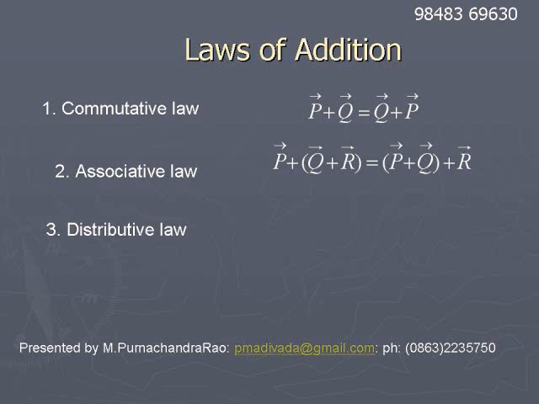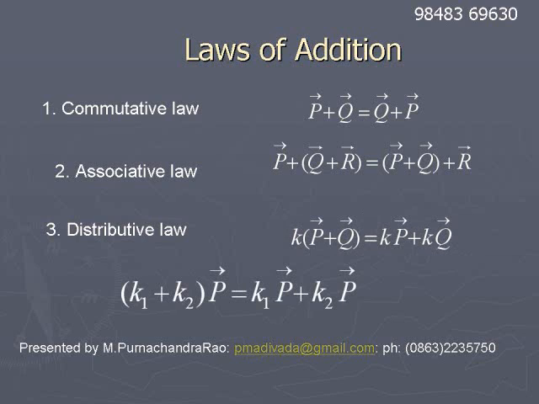Then the distributive law. If p bar plus q bar is a vector, k times this vector will be equal to k times p bar plus k times q bar. By adding k times q bar to k times p bar, we will get the vector k times p bar plus q bar. Similarly, if there are two numerical constants k1 and k2, then k1 plus k2 into p bar is equal to k1 p bar plus k2 p bar. So these laws are obeyed by vector addition.